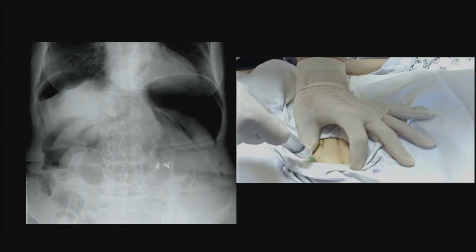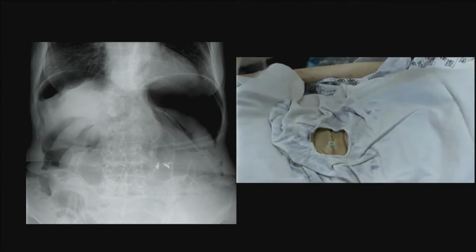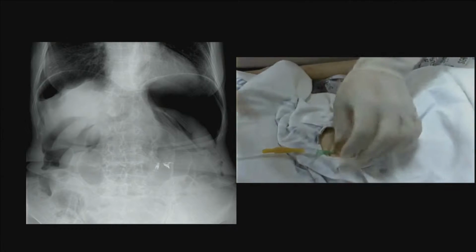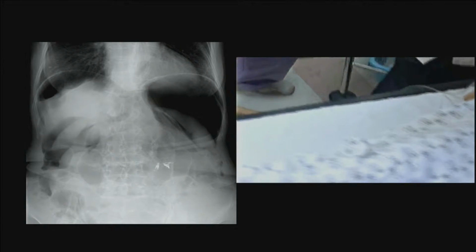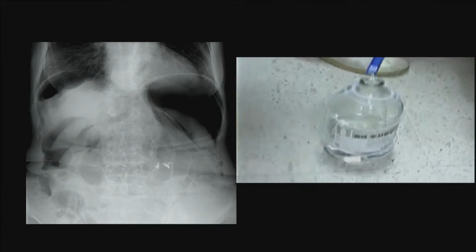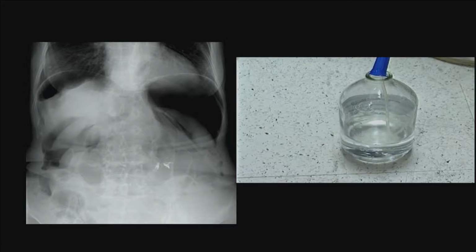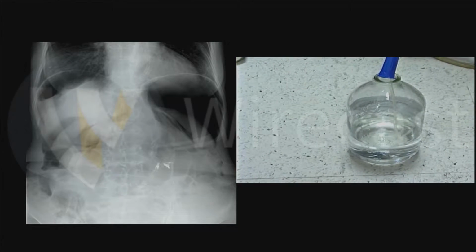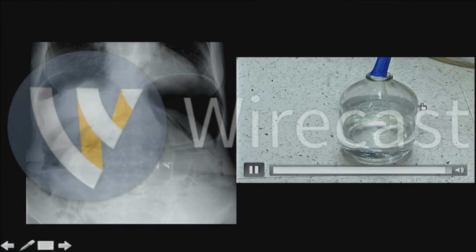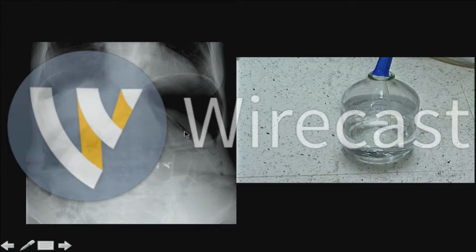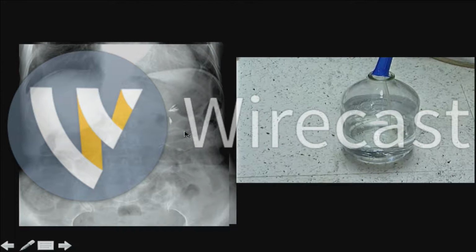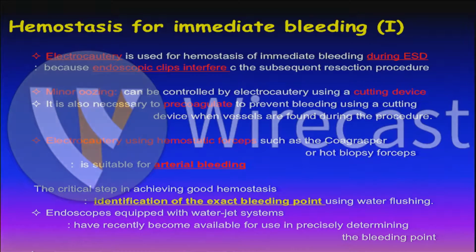Then the IV line is connected to the angio needle and the water bottle. As you can see, in the water, the air is going out, right? After that, the free air went down, right?